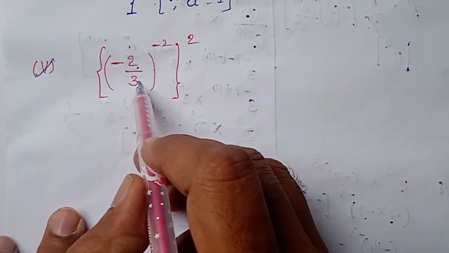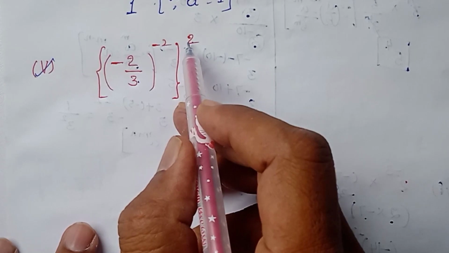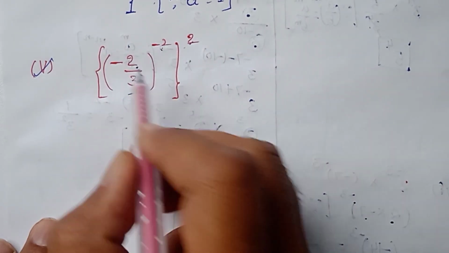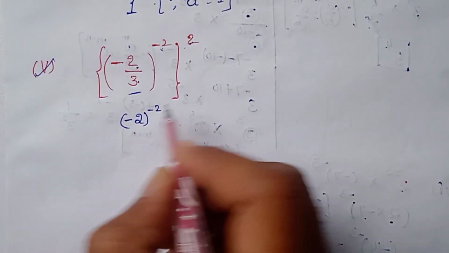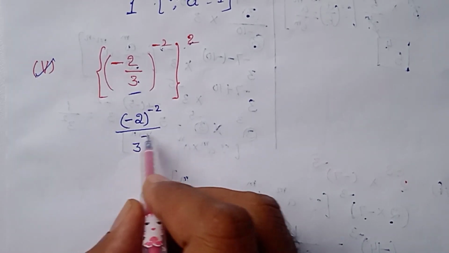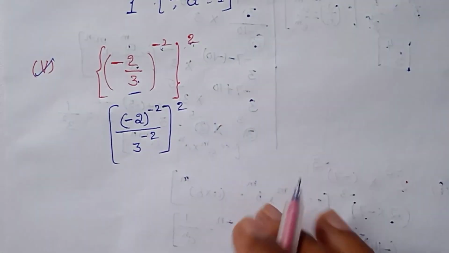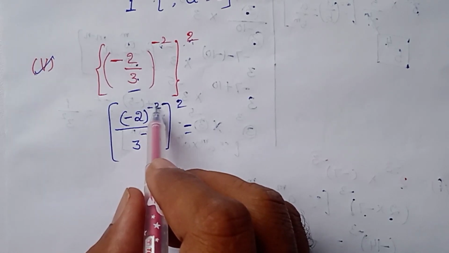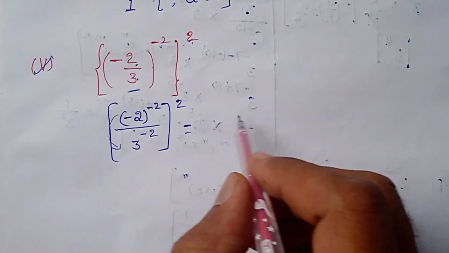Now see the fifth one. Minus 2 by 3 whole to the power of minus 2 whole to the power of 4 whole to the power of square. See, first let's complete this in the bracket, we apply the minus 2 power to this, then it will be minus 2 whole to the power of minus 2 divided by 3 to the power of minus 2 and whole to the power of 2, that is square. See, now this can be written as, minus 2 whole power minus 2, here the power is negative, so what do we do, we shift it, we shift it to the denominator.